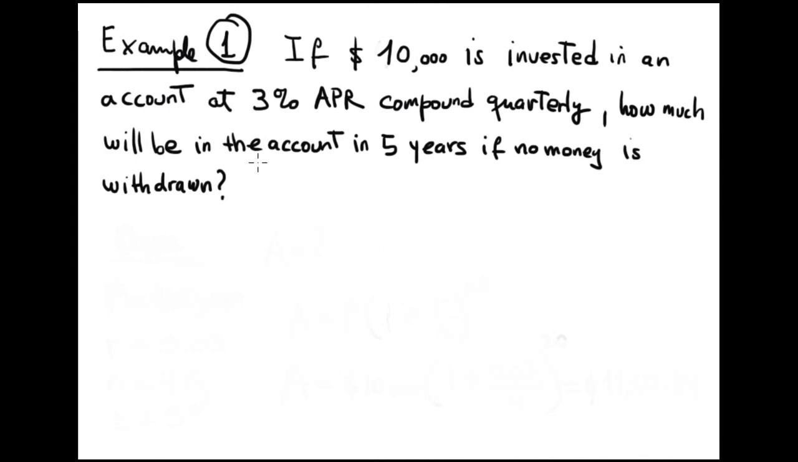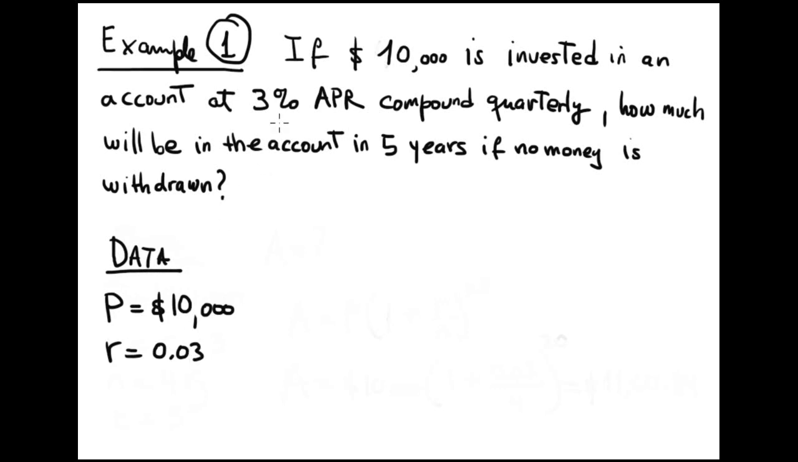Okay, let's see example number 1. If $10,000 is invested in an account at 3% APR, compounded quarterly, how much will be in the account in 5 years if no money is withdrawn? Okay, the data we have is present value is equal to 10,000. Annual percent rate in decimal is 0.03. You divide it by 100. N is quarterly, which is 4, and T is 5 in years. And you need to find future value.